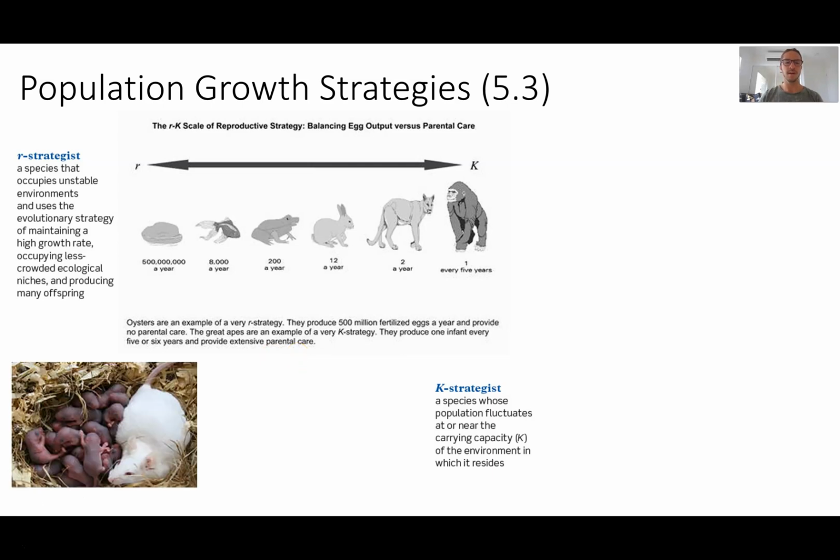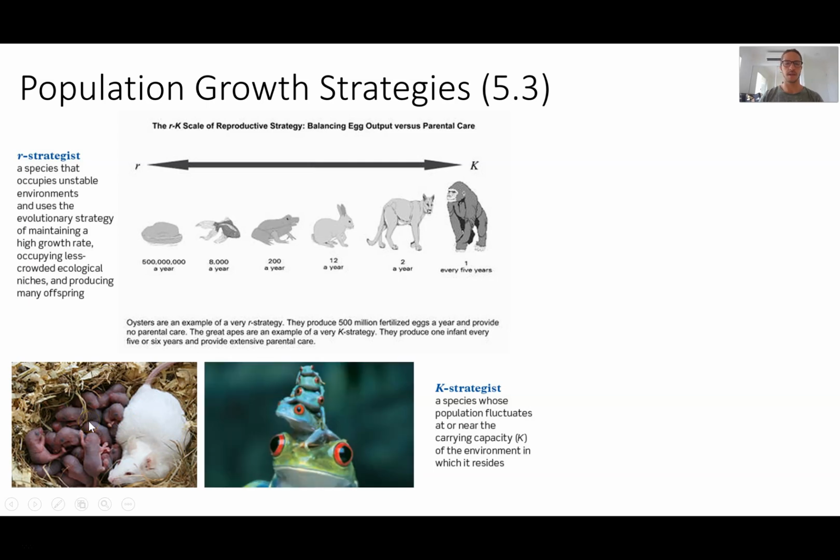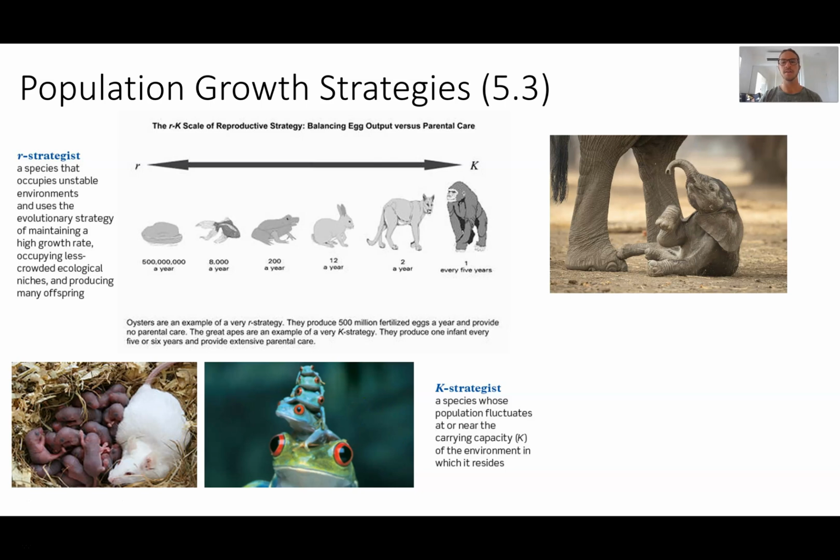So r strategists could be mice and rats. They produce many offspring, provide little care, and many actually die off quickly. That's another trait. Then we have frogs. They produce many spawn. And elephants, which in their 70-year lifespan may only produce half a dozen young. And of course, humans would fit into this category too, wouldn't we?